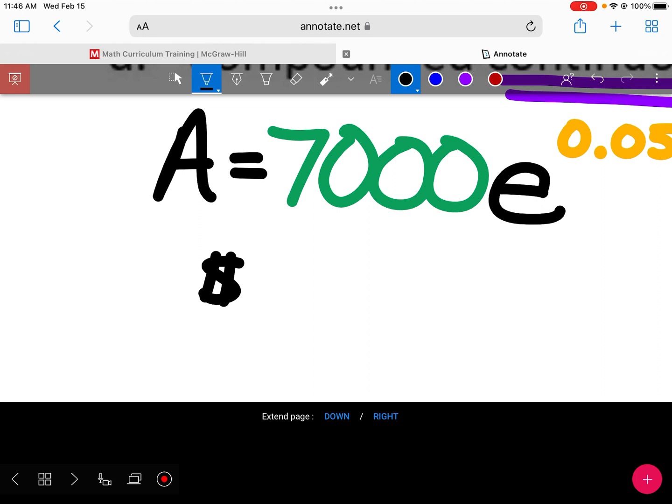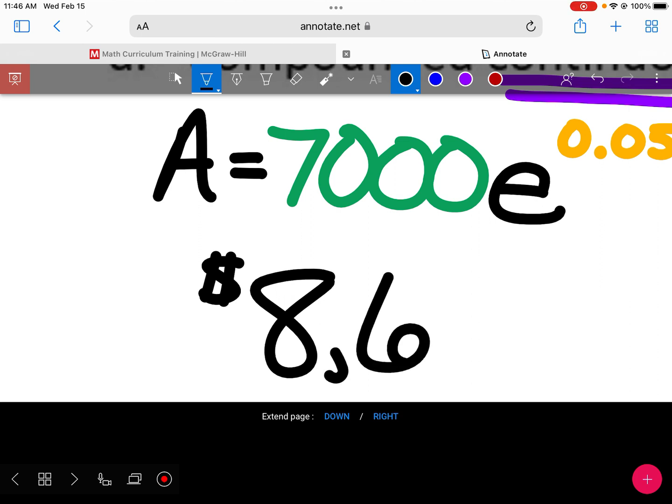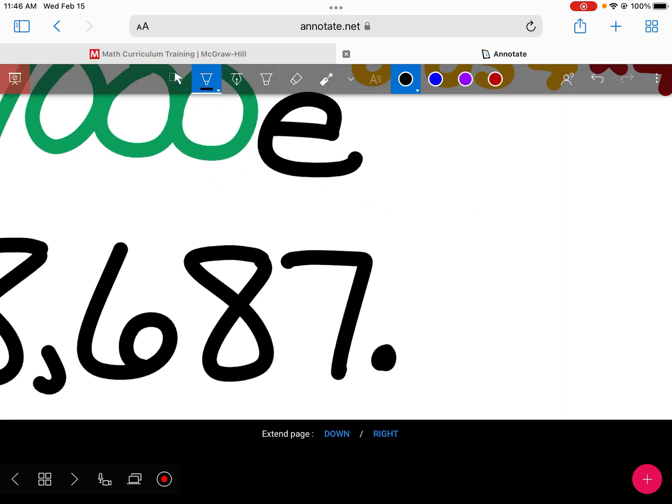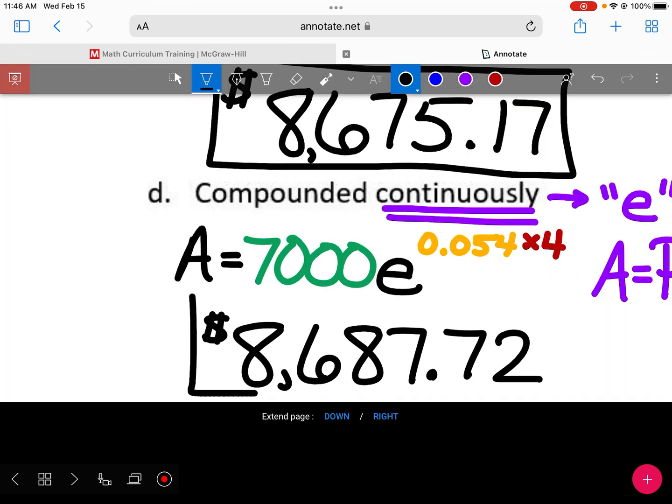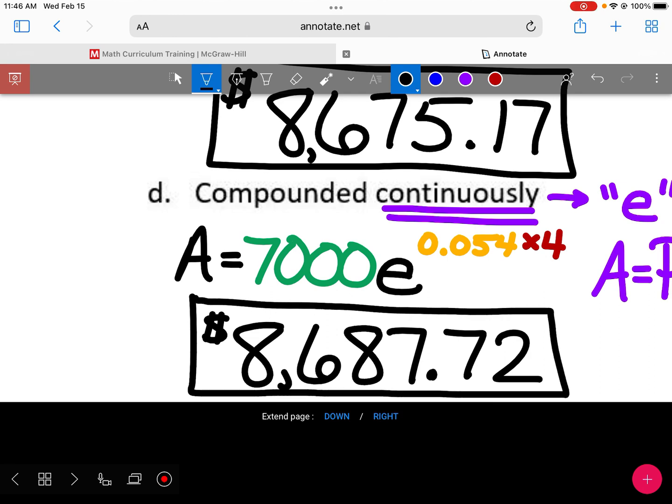Is it bigger or smaller than our other answers? Bigger. Lots bigger or just a little bit bigger? Little bit bigger. What'd you get? 8,687 and 72 cents. 71, 72, you can round it either way. So it's right about $1 bigger than part C.